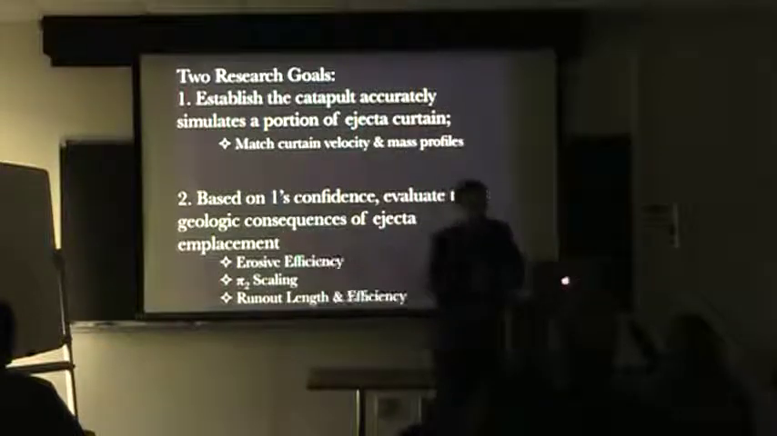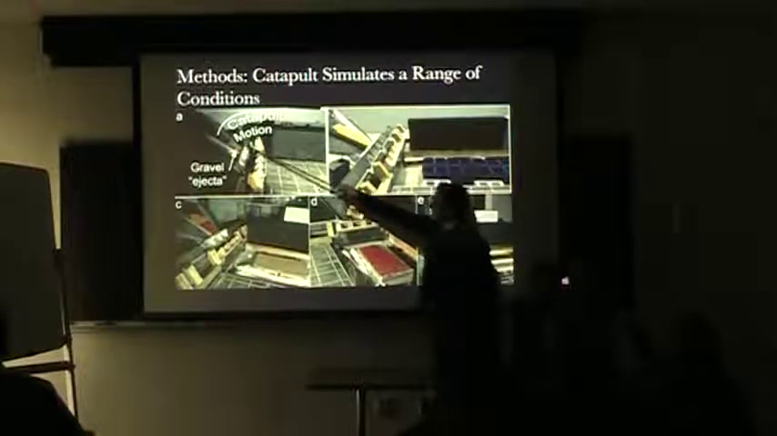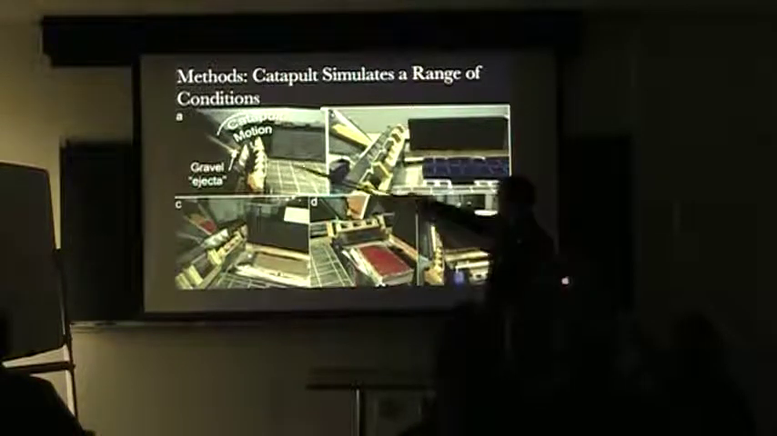...lands to where it stops moving. The way we do this is to simulate a range of conditions. In this instance, the catapult is shown in its cocked position with plain pea gravel loaded on it. We're about to launch it onto this plywood target here.